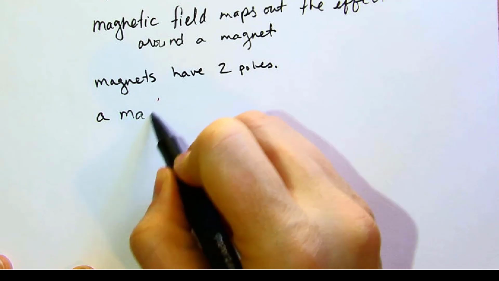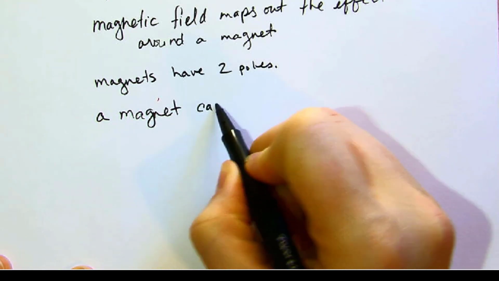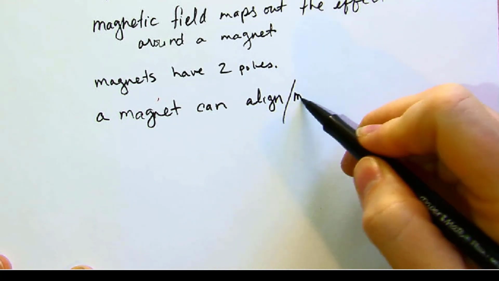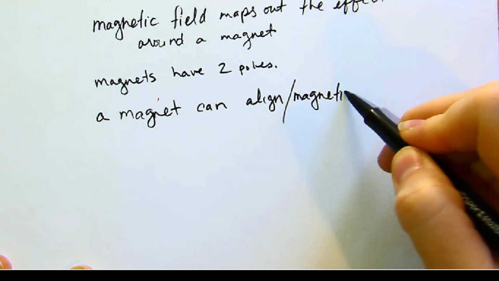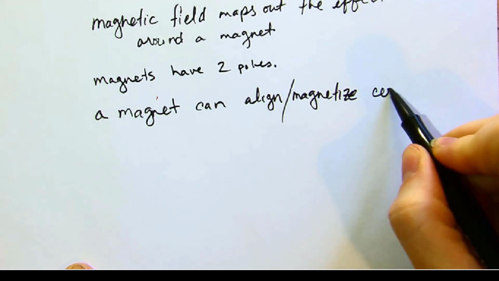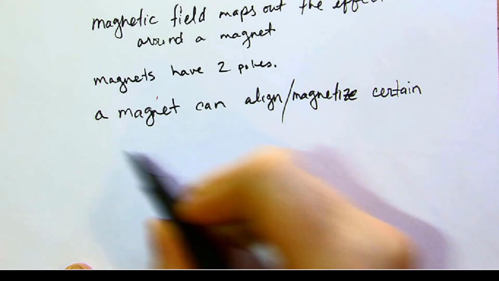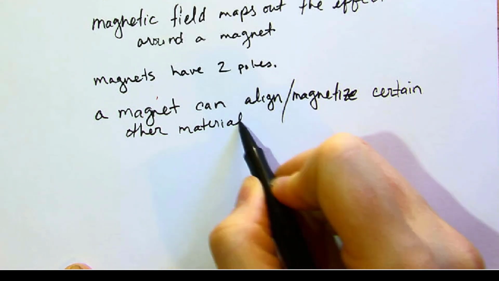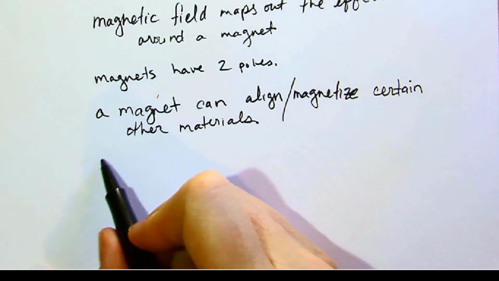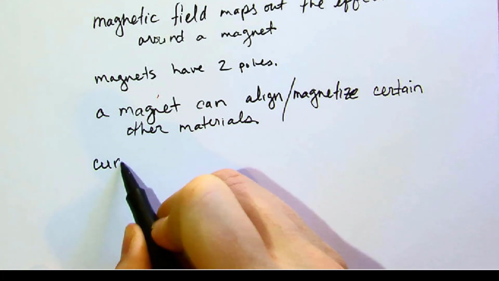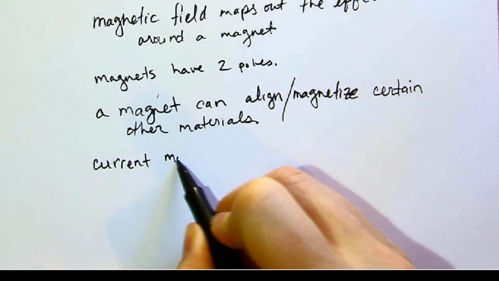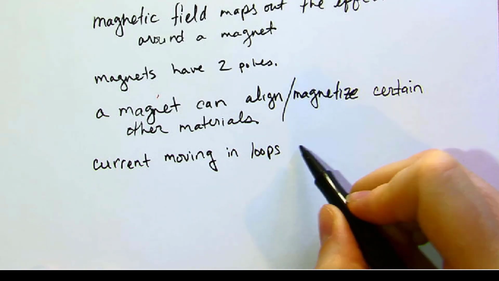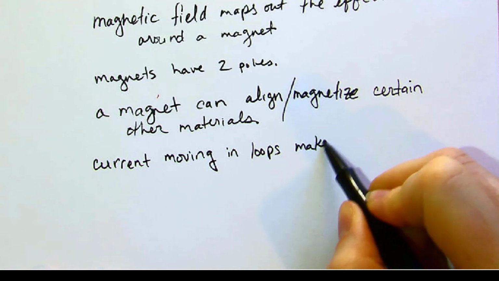A magnet can align, which you could also say is magnetize, certain other materials. And current moving in loops makes a magnetic field.